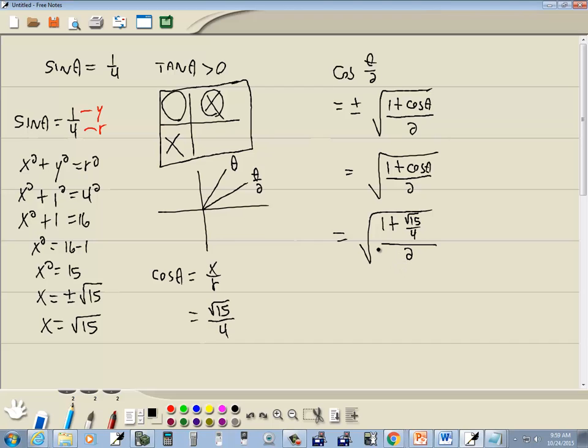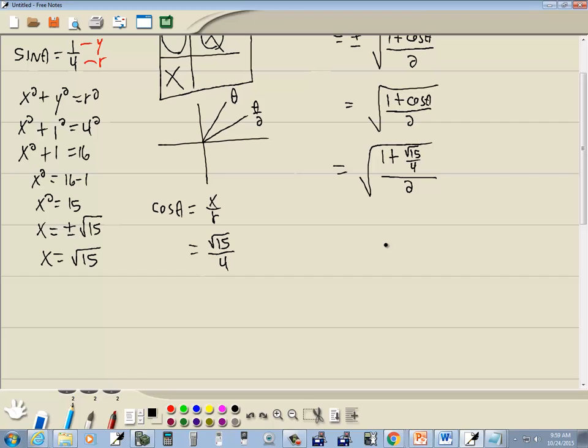Now we have a fraction inside a fraction, which we can't have, so I'm going to multiply everything by the LCM of all their inner denominators. When I say inner denominator, I'm talking about the fraction inside the fraction. So multiply everything by 4. Okay, so we're going to take 4 times 1, and we'll take 4 times square root of 15 over 4. Take 4 times 2, so that's going to give us the square root of (4 plus the square root of 15) all over 8.